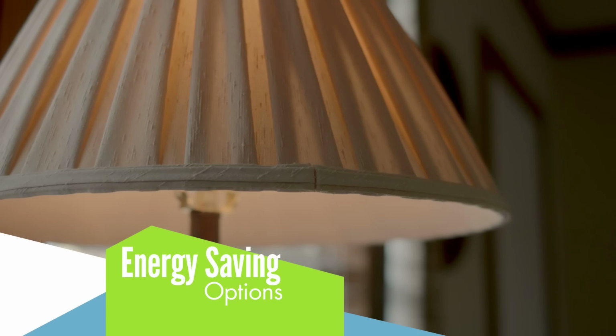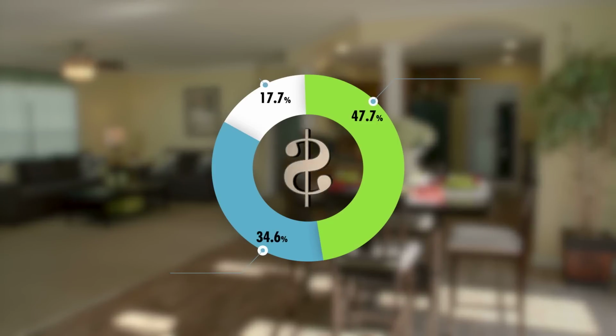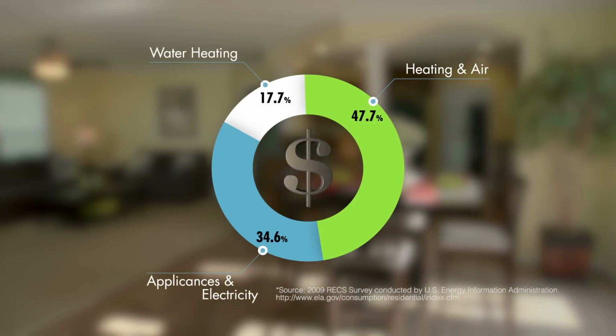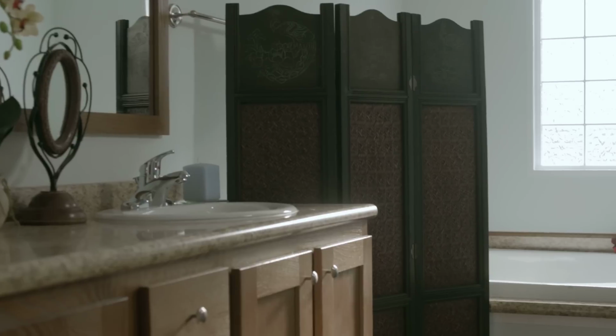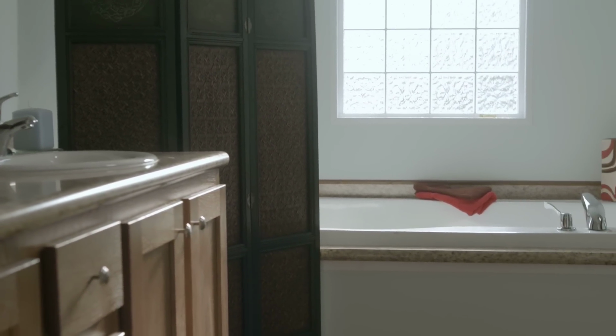Do you know where the average household consumes energy? Almost half is spent on heating and cooling the rooms, while the other half is spent on appliances, electricity, and water heating. A house that uses energy efficiently is important to our customers, and it's important to us.